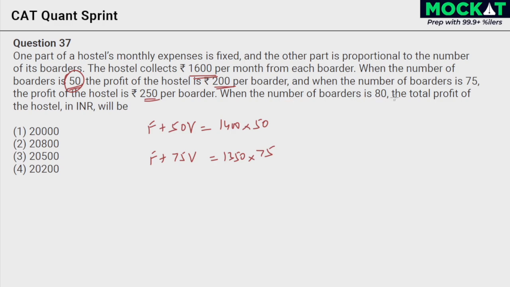So when the number of boarders is 80, the total profit of the hostel is what? So F plus 80V is your expense. You find 1600 into 80 minus this. We can solve for F and V and then substitute over here. It's a painful process. Let's see if we can speed this up a little bit.